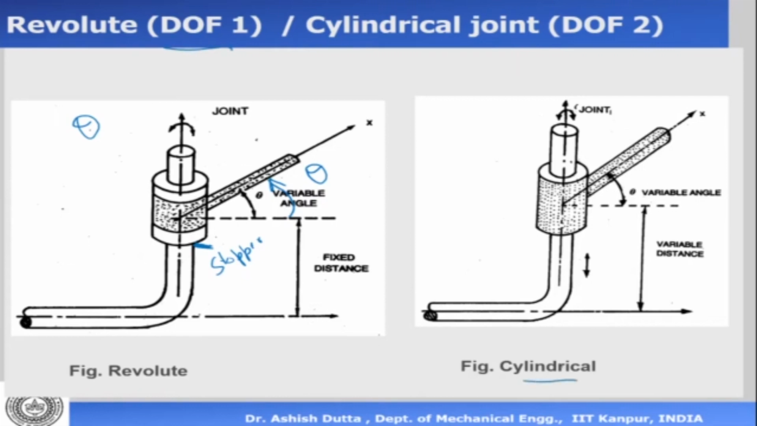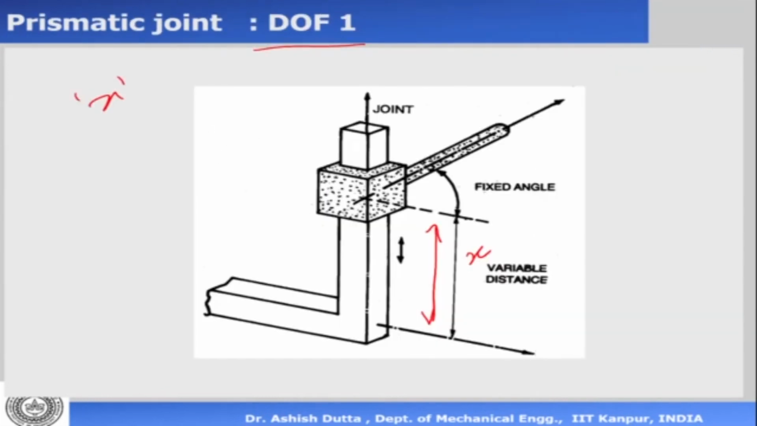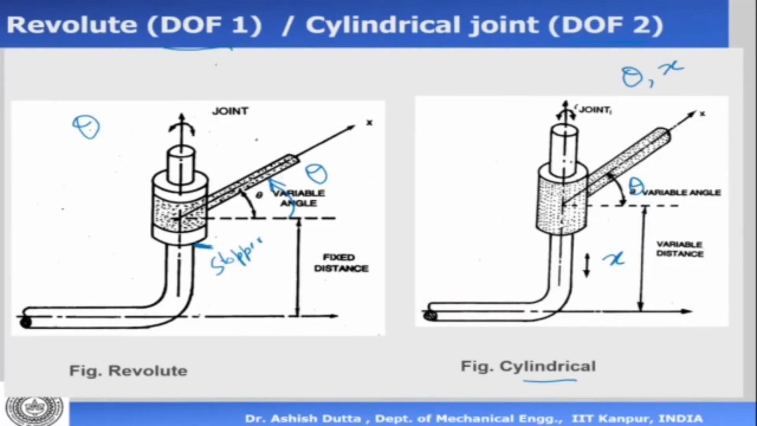The other kind of joint is a cylindrical joint, and the cylindrical joint has 2 degrees of freedom. In this case, there is no stopper, so it can move up and down by x, and there is a variable theta. So this has 2 degrees of freedom, the variable theta and the translation distance x. This is what we call a prismatic joint. It is also called a translational joint, since the variable distance is a translation, and it is represented as a P joint. This is called an R joint. This is called a C joint, a cylindrical joint.